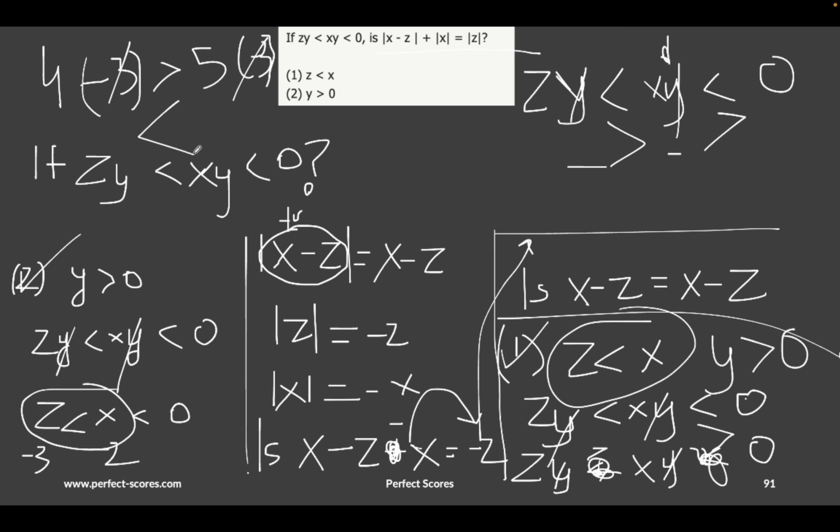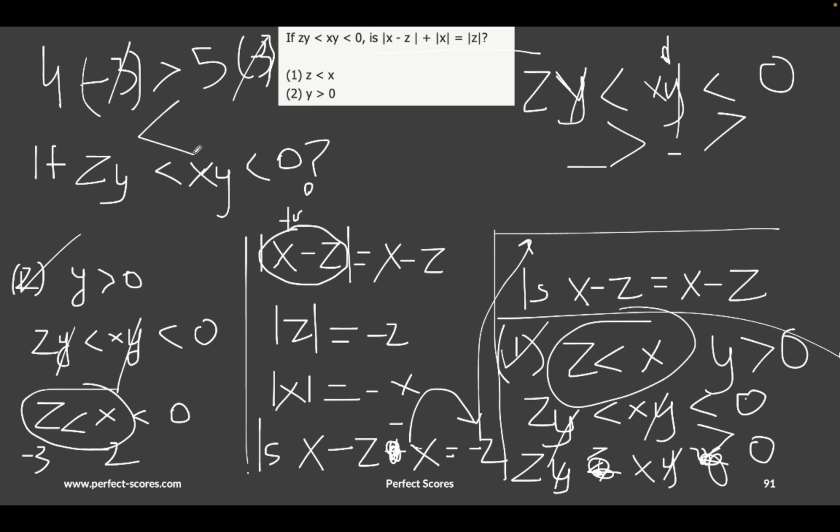So statement 2 is telling you y is greater than 0. If y is greater than 0, then this whole thing is true. And statement 1 is essentially saying the same thing, that y has to be greater than 0, which means the whole thing is true. We don't have to do the algebra all over again. That means both the statements are sufficient. Hence, answer option D is the answer.